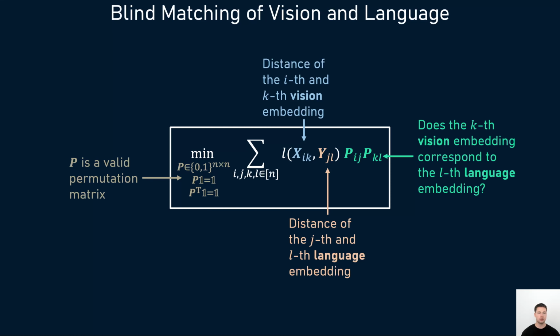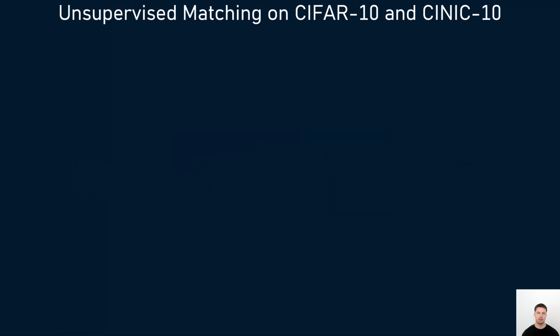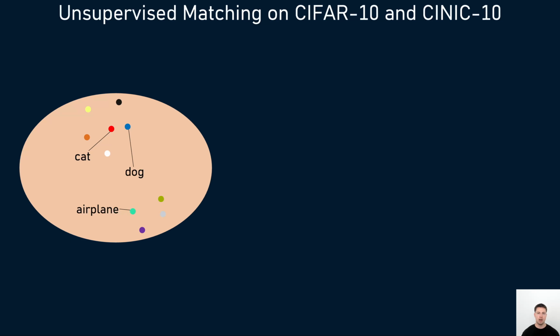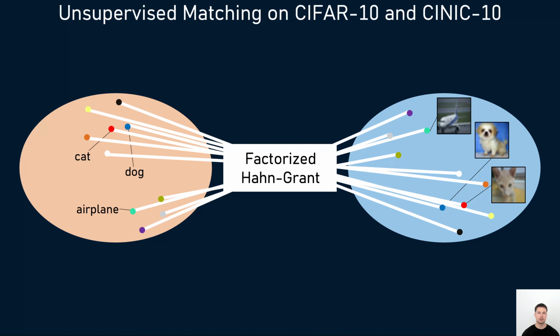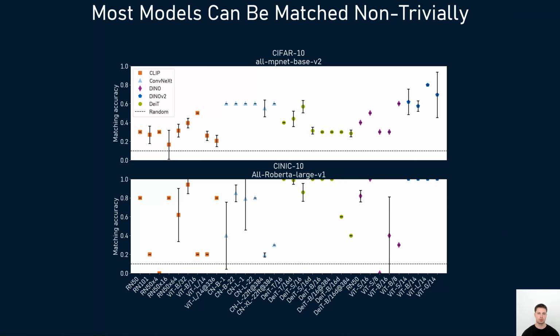So how well can vision and language embeddings be matched in practice? First, we evaluate on CIFAR-10 and CINIC-10, which is basically CIFAR-10 but with more images. For each class, we compute a representative language embedding and a representative vision embedding. So this is a problem where we try to match 10 image representations to the corresponding language representations. Here we show the results for two different language models.